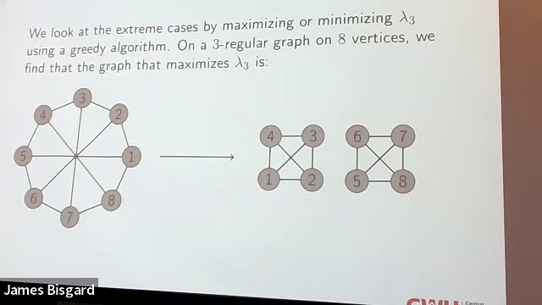To be honest, that's pure conjecture. I don't have a full proof for that. It's kind of above me right now, but we're working on it.